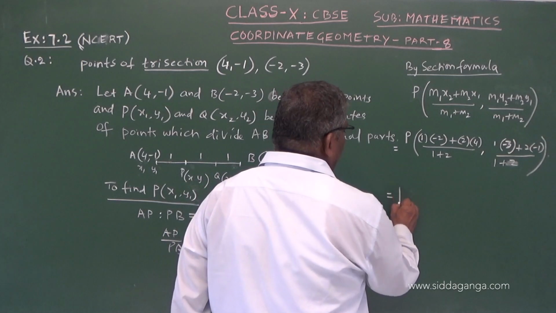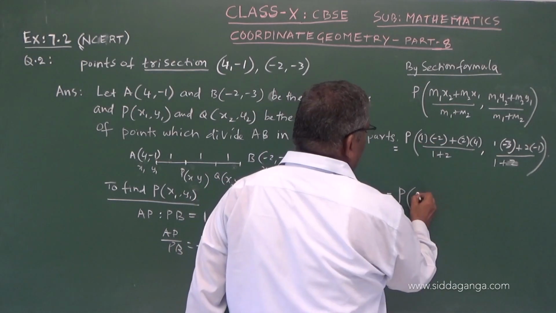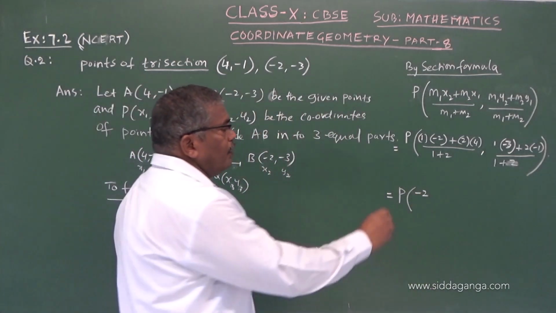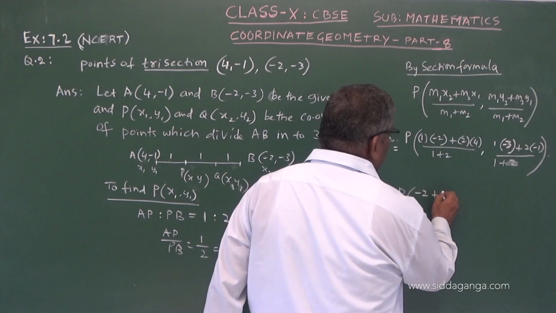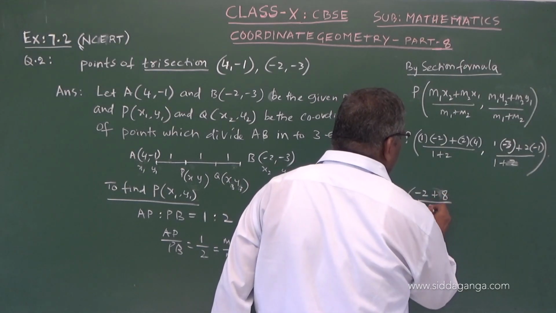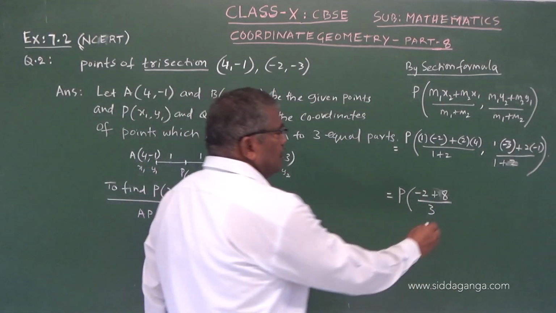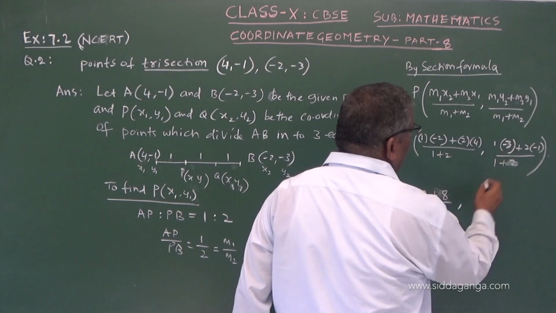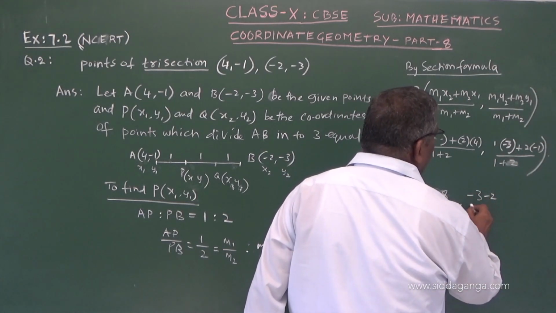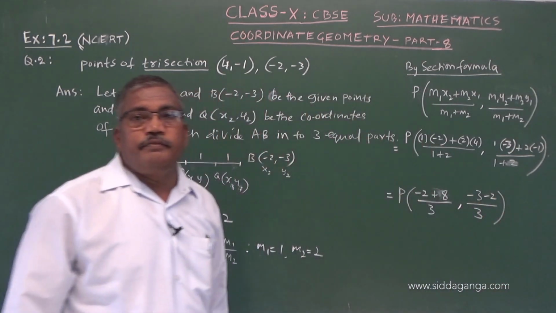Next is P, the coordinates of P. This is 1 into minus 2 is minus 2, 2 into 4 is 8, 8 divided by 3. Now this equals, comma, the y coordinate: minus 3, minus 2, divided by 3, close the bracket.